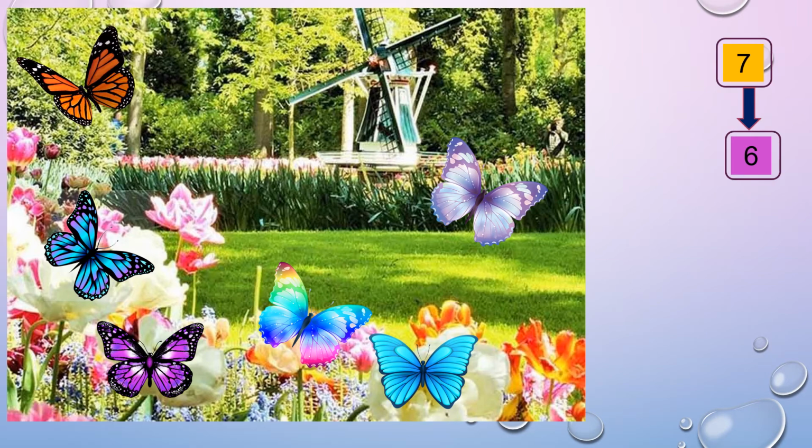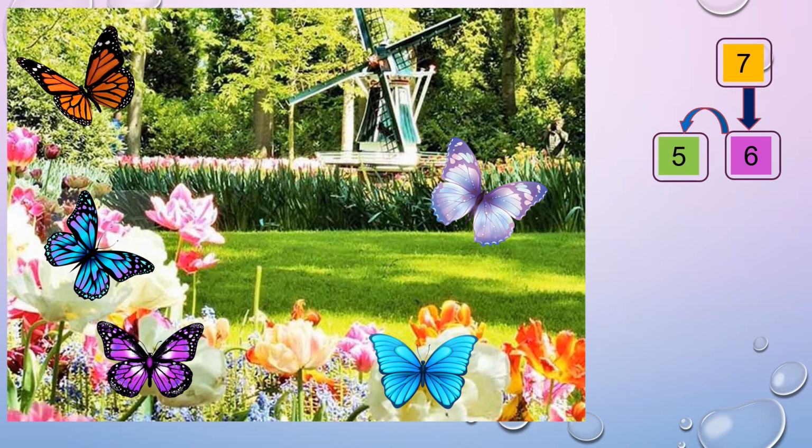Remember, we have taken away 1 from 7 and we have done backward counting, means 7 minus 1 is equal to 6. After some time, one more butterfly flew away. So again we have to take away 1 from 6. So we count 1 backward and we reach on number 5. You are correct. Now, after some time, one more butterfly flew away. So again, we have to count 1 backward and we reach on number 4.